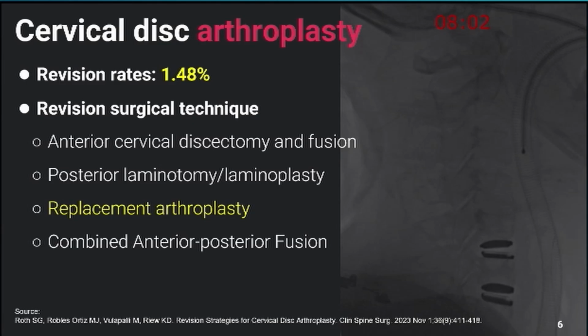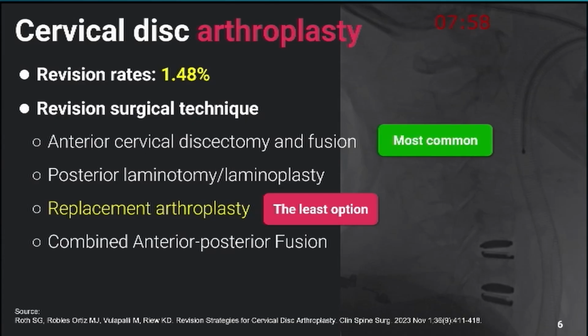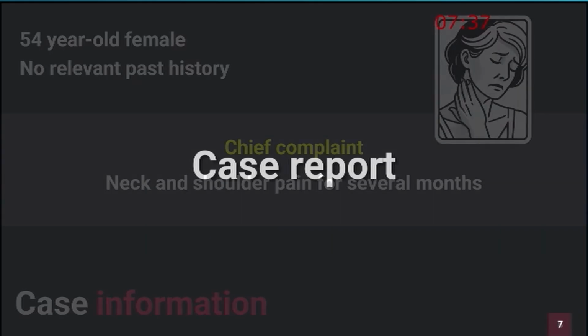Revision surgical techniques include ACDF, the most common choice, posterior laminoforaminotomy, replacement CDA, and combined anterior posterior fusion. Replacement CDA is the least-used option because of the unpredictable conditions during the operation and the unclear outcomes, and these problems we will talk about later. So let's go through the case first.